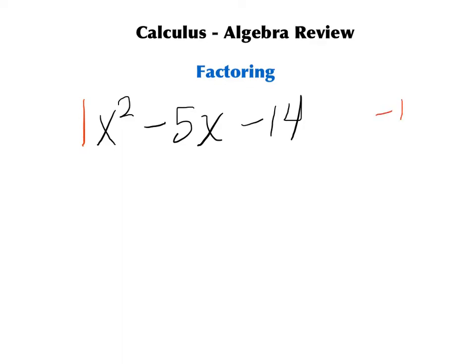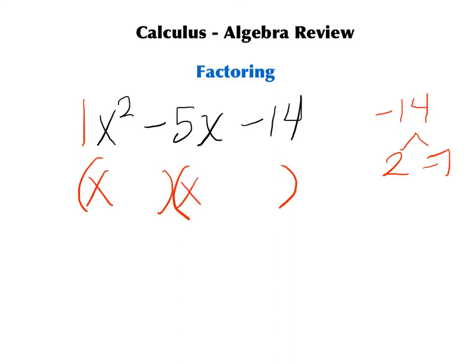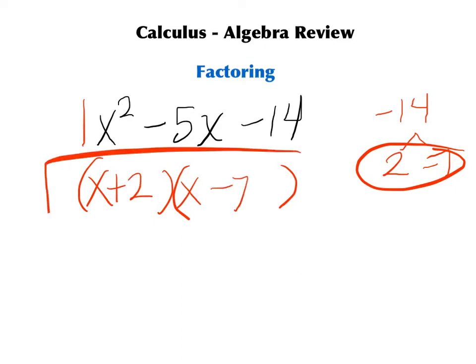We just look at negative 14 and we try to figure out the two factors that add to get negative 5. That ends up being 2 and 7, and the 7 must be negative, because 2 minus 7 is negative 5; if the negative was the other way around, that would actually equal positive 5. So then we're going to write our two parentheses. We know an x goes here, an x goes there, and then these two numbers, plus 2 and minus 7, are our two factors.